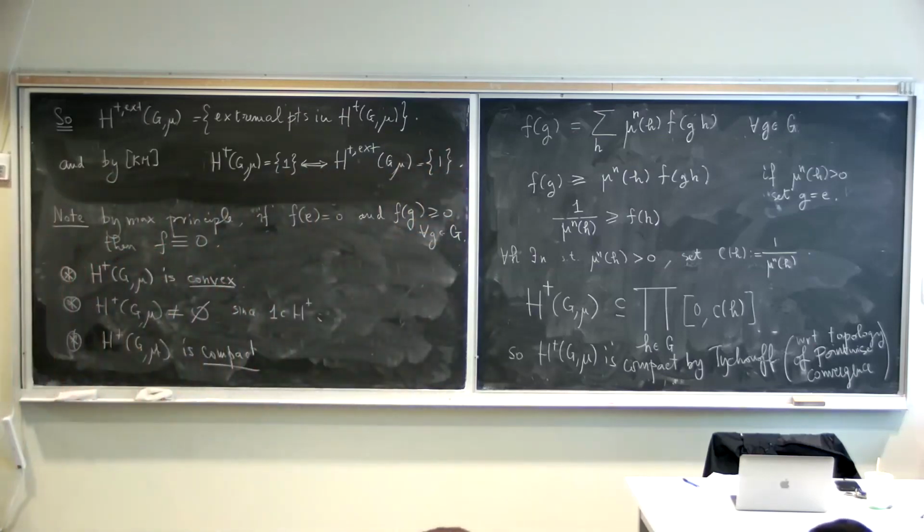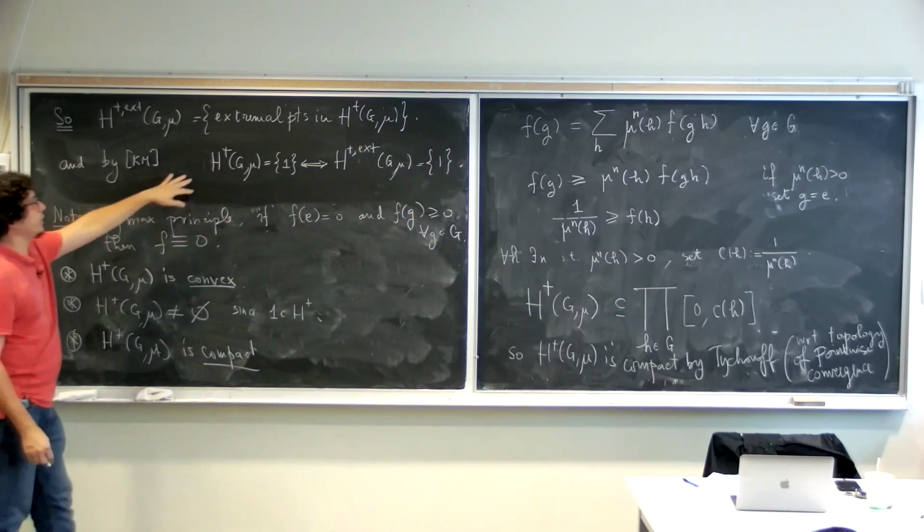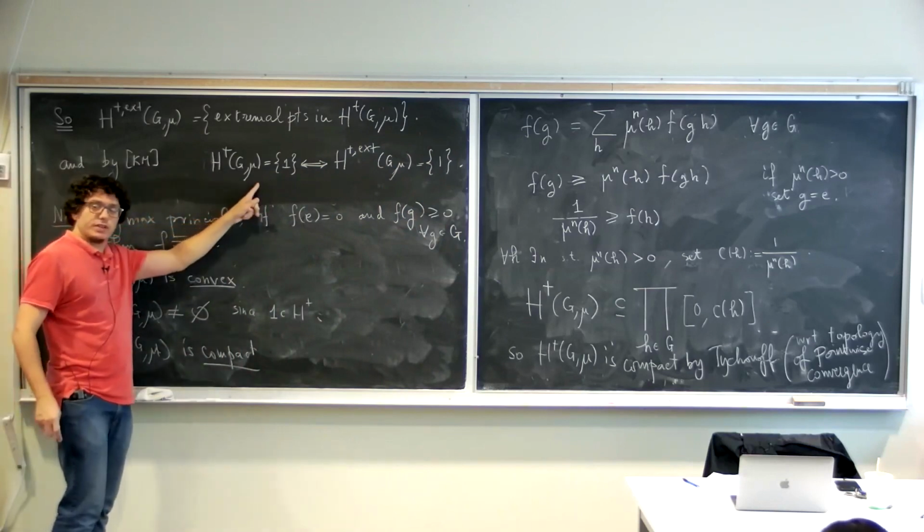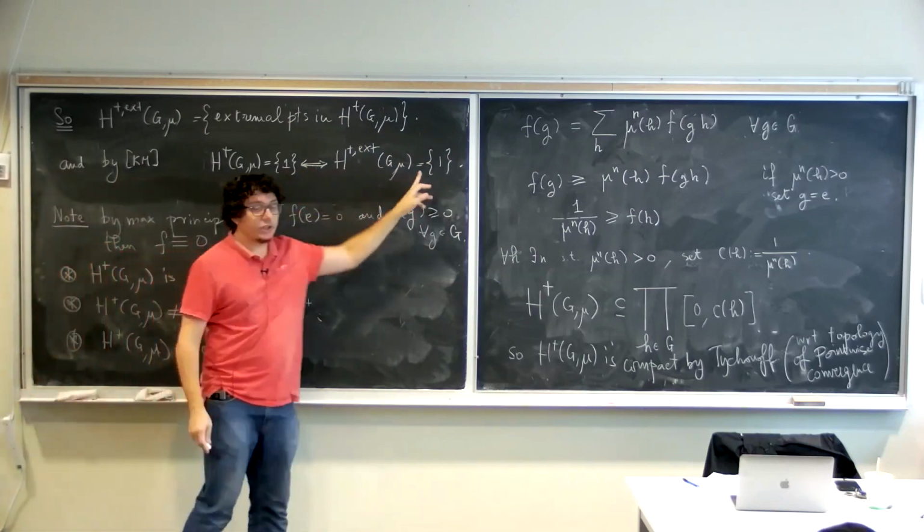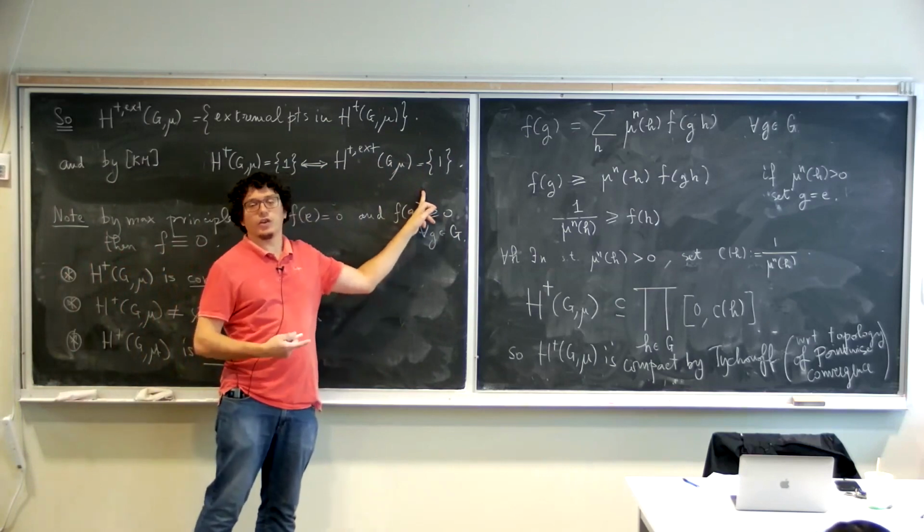Right? So in the end, if we want to prove that there are no positive harmonic functions, it's the same as showing that there are no positive extremal harmonic functions.